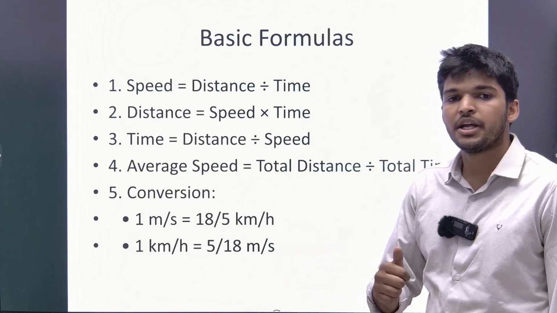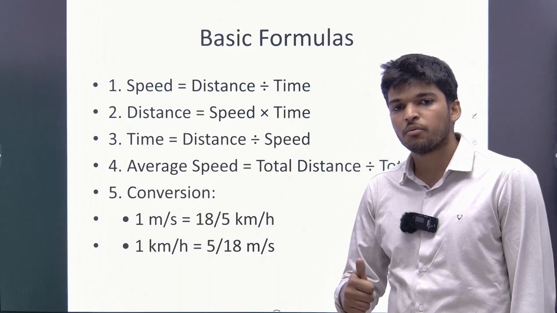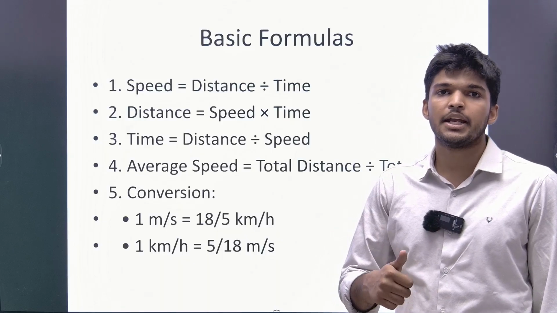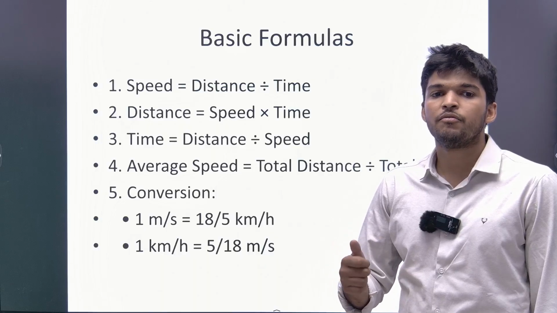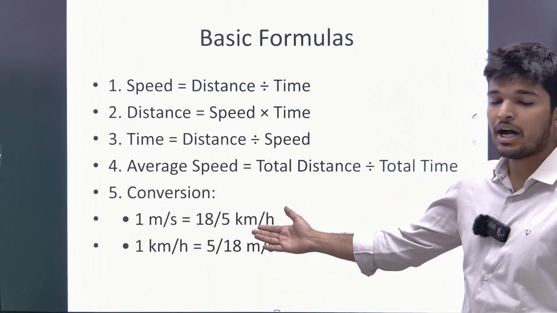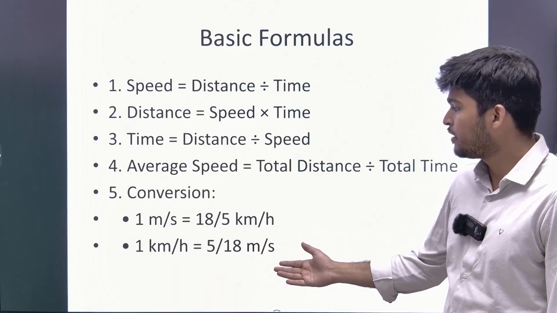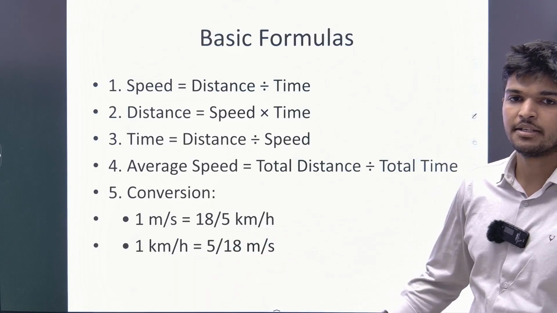Speed is measured in two units, that is meter per second and kilometer per hour. To convert the speed from meter per second into kilometer per hour, we multiply it by 18 by 5. And to convert the speed from kilometer per hour to meter per second, we multiply it by 5 by 18.